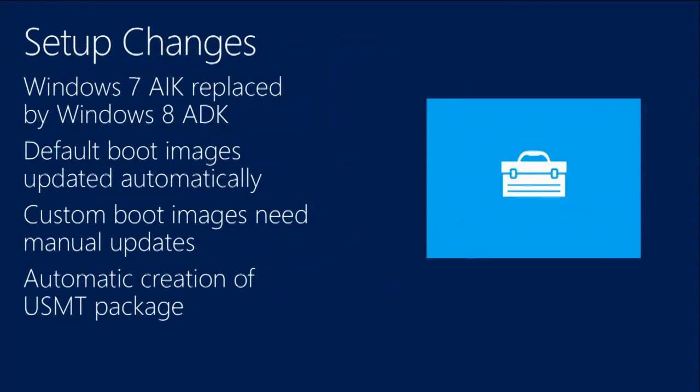So setup changes. The main thing to talk about here is that the Windows AIK for Windows 7 is replaced with the ADK. That's the biggest change, and there is a dependency to upgrade the product or install SP1, even a fresh install of SP1, to use the Windows 8 ADK. When you do that, our prereq checker will first validate that you have the ADK installed. We'll update the default boot images. Custom boot images will still need to be manually updated, but we do automate the creation of the required USMT package that ships in that ADK bundle.